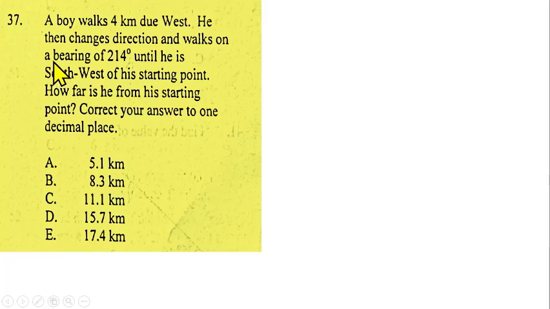Question number 37 is from bearing. A boy walked 4 kilometers due west. He then changed direction and walked on a bearing of 214 degrees until he is southwest of his starting point. How far is he from the starting point? Correct your answer to 1 decimal place. So you need to first of all sketch the diagram to be able to solve this question.